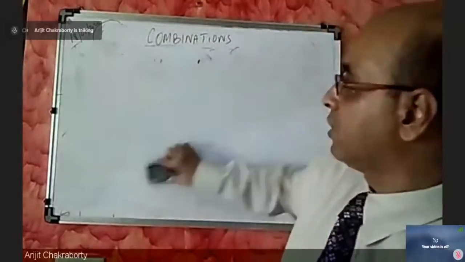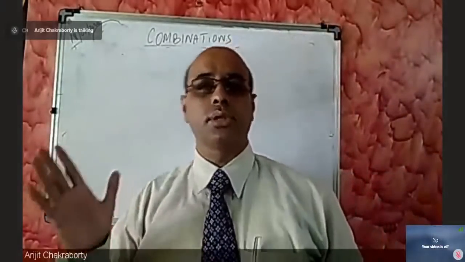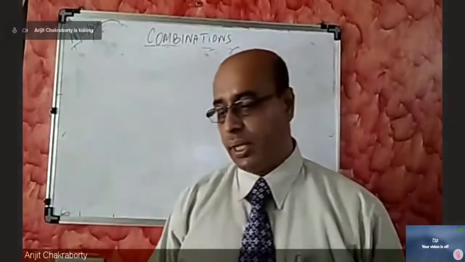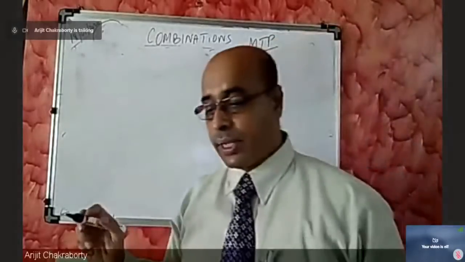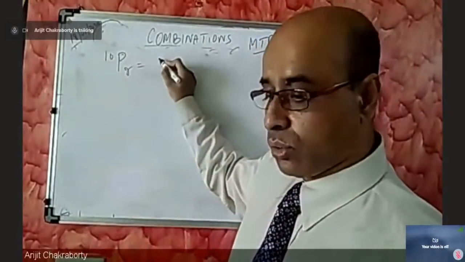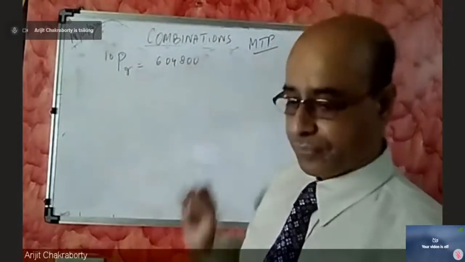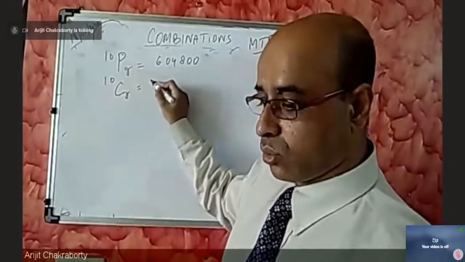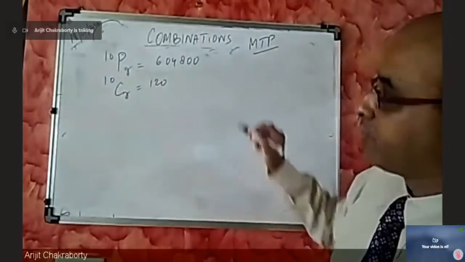So you can see, dear friends, I am covering problems from the study material, from the solved examples, from additional questions also, and also from the MTP. Now this question is from the MTP, model test paper. The question is 10PR is equal to 604800. Fine. And 10CR is equal to 120. So you have to find the value of R.